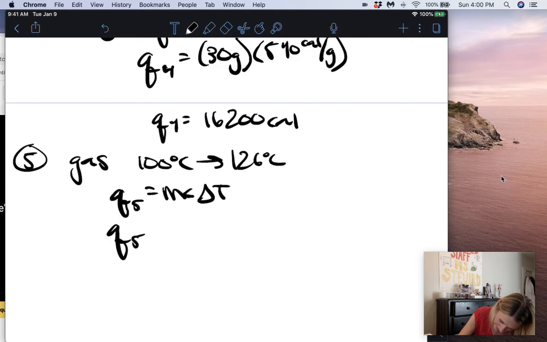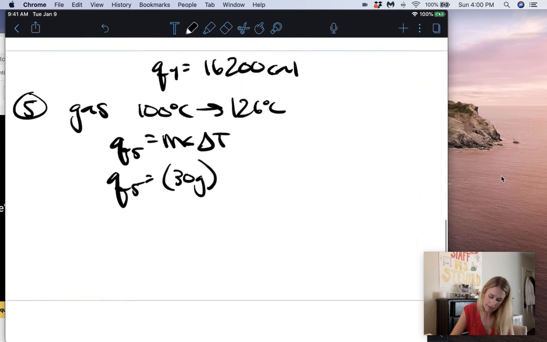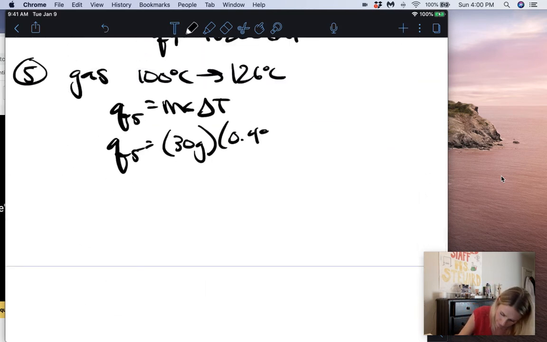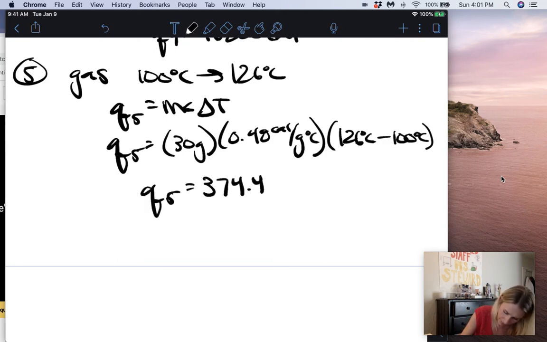Now for this heat added, our mass again is 30 grams. This is the specific heat of gas, which was the steam, 0.48 calories per gram degrees Celsius. And then our change in temperature is 126 degrees Celsius minus 100 degrees Celsius, so it's going to be 26 degrees Celsius. So we get 30 times 0.48 times 26, which is 374.4 calories.